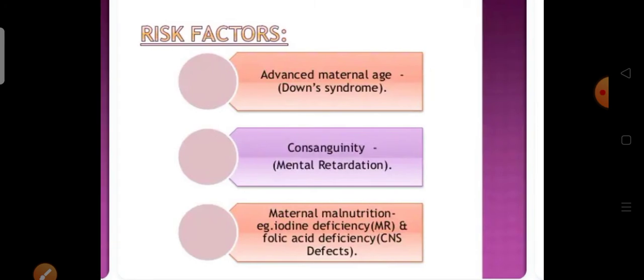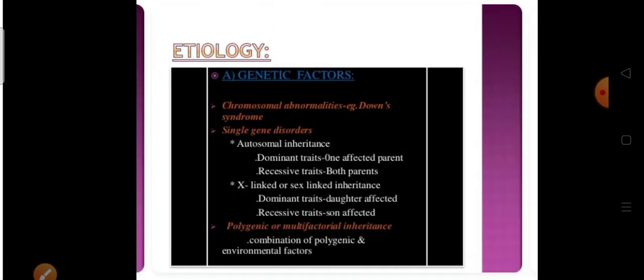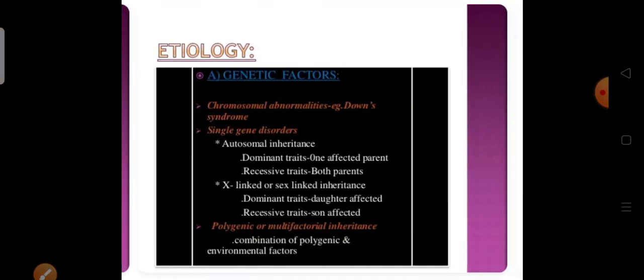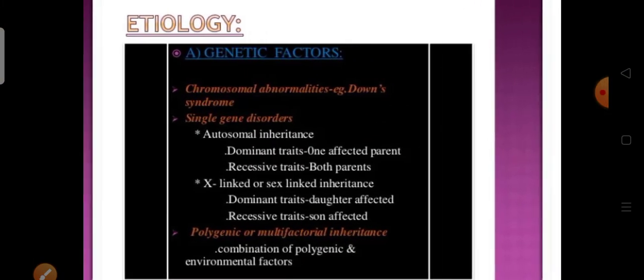Next, consanguinity, like blood relations. Next, mental retardation. Next, maternal malnutrition. During pregnancy, if the mother is unable to take a sufficient amount of food, it leads to iodine deficiency or folic acid deficiency. It leads to central nervous system defects like spina bifida and all. Okay, next we will see the etiology. Etiology here, the genetic factors.